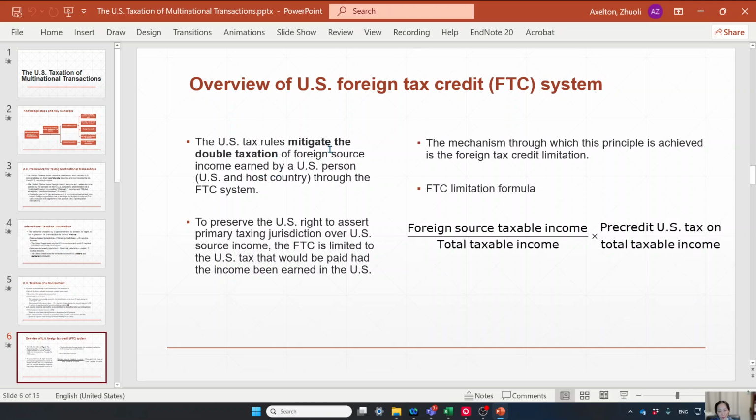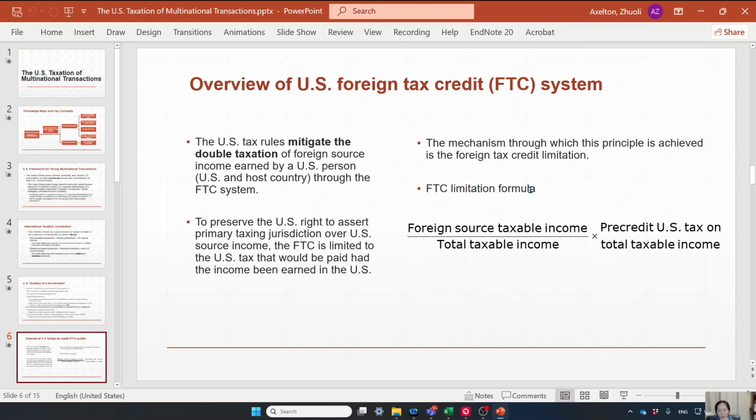Potentially the same income could be taxed in both the U.S. and another foreign country. So the tax rule is set up to mitigate this double taxation and to preserve the U.S. right to assert primary taxing jurisdiction over U.S. source income. The FTC is limited to the U.S. tax that would be paid had the income been earned in the U.S. That's the whole purpose of the FTC system. Once we understand the rationale behind this, when we do the calculation, it will make sense.